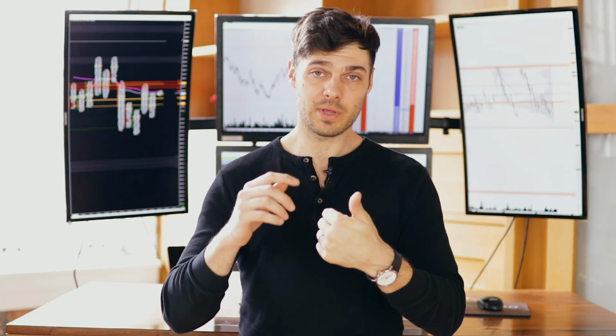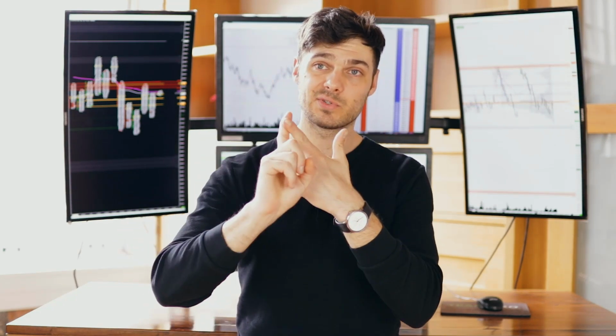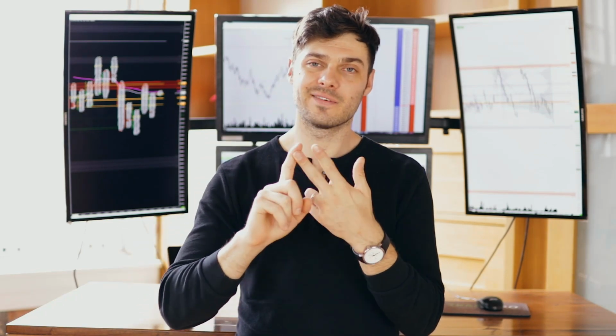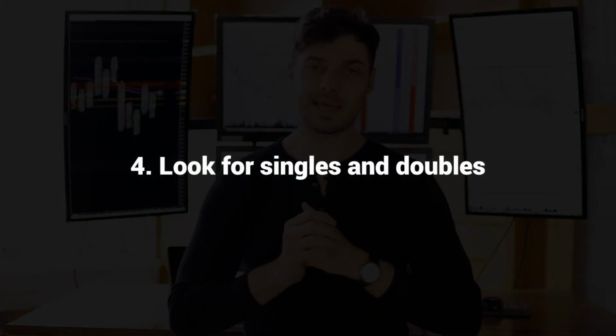So those first 3 tips in summary: number 1, setting the right expectations. Number 2, strict risk management. And number 3 is avoiding having daily profit goals and instead shifting that focus to how many dollars you're willing to risk for that session. Tip number 4 to growing a small account is to look for singles and doubles.